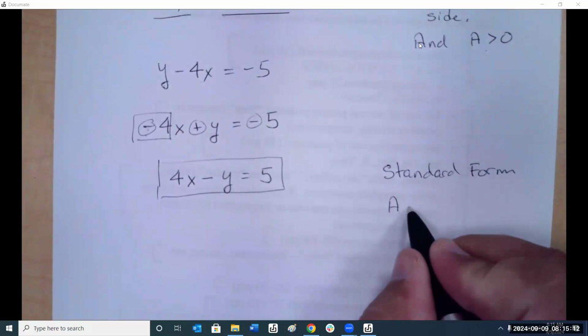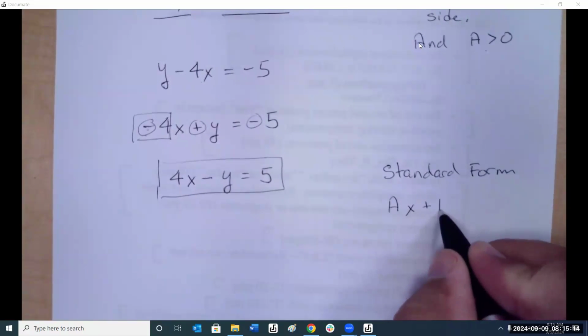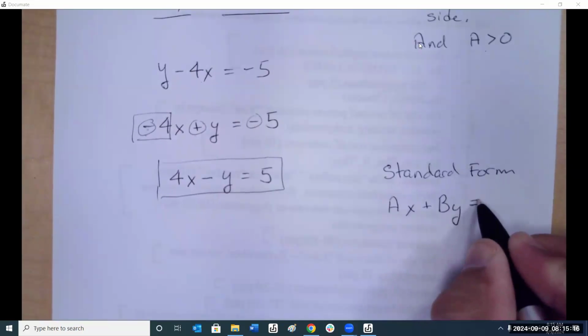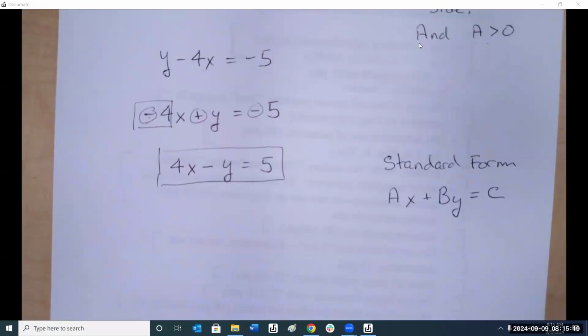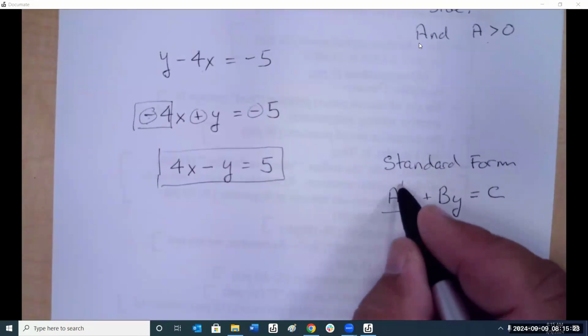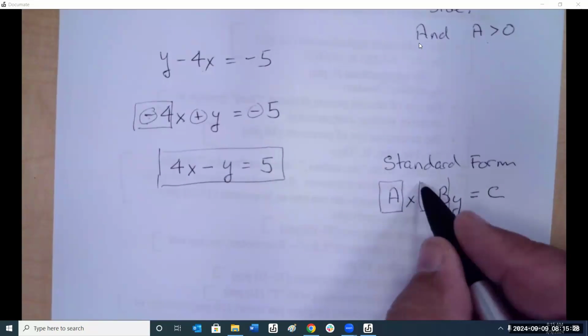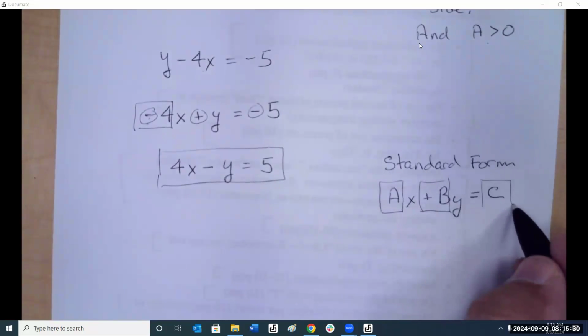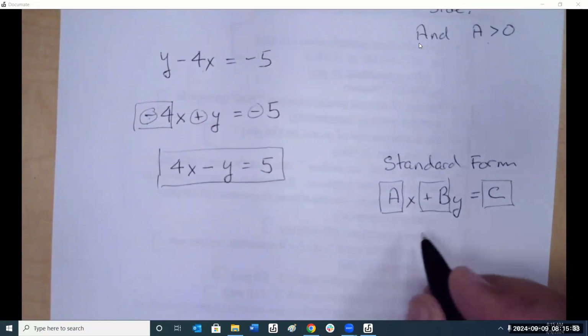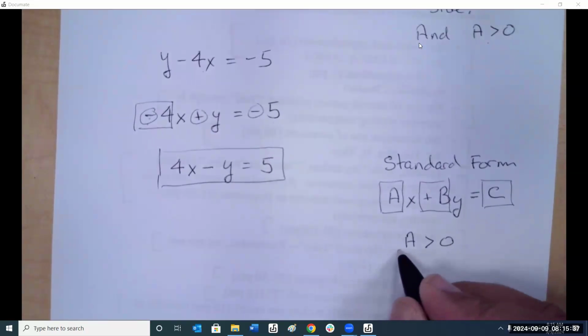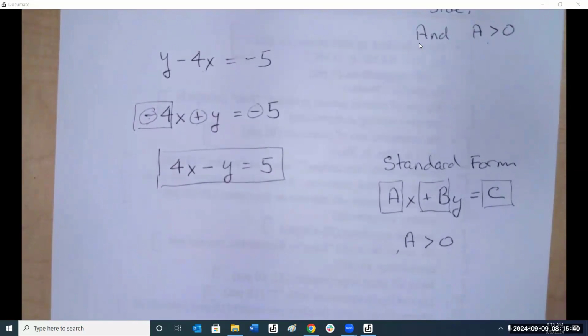The standard form is represented ax plus by equals c, where whatever's in front of the x is your a, b is in front of the y, and c is the constant by itself. The only stipulation is a has to be greater than 0, has to be positive. Those are your three forms of equations.